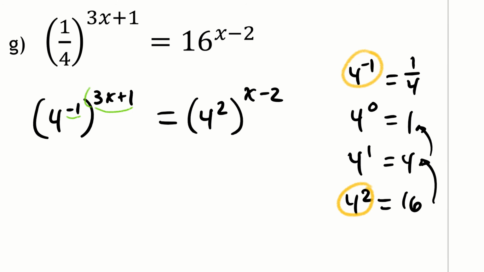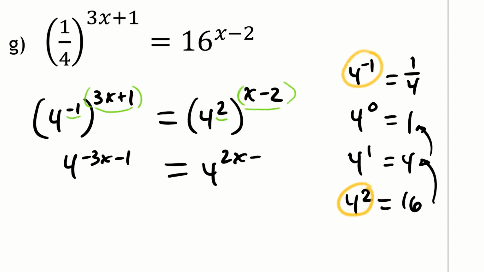It might be helpful for you to put parentheses here to remind you that that negative 1 has to be multiplied by each of those two terms. And I'm also going to multiply this 2 times this x minus 2, each of the terms. So I can rewrite this as 4 raised to the negative 3x minus 1 power, and that's going to equal 4 to the 2x minus 4 power. I now have exactly the same base, so looking inside I can assert that this exponent, 3x minus 1 must be the same as this exponent.